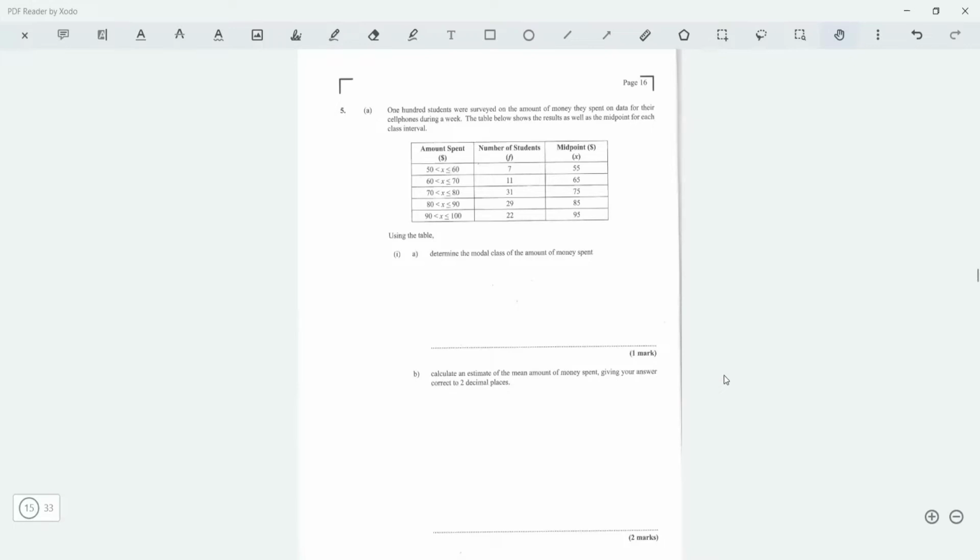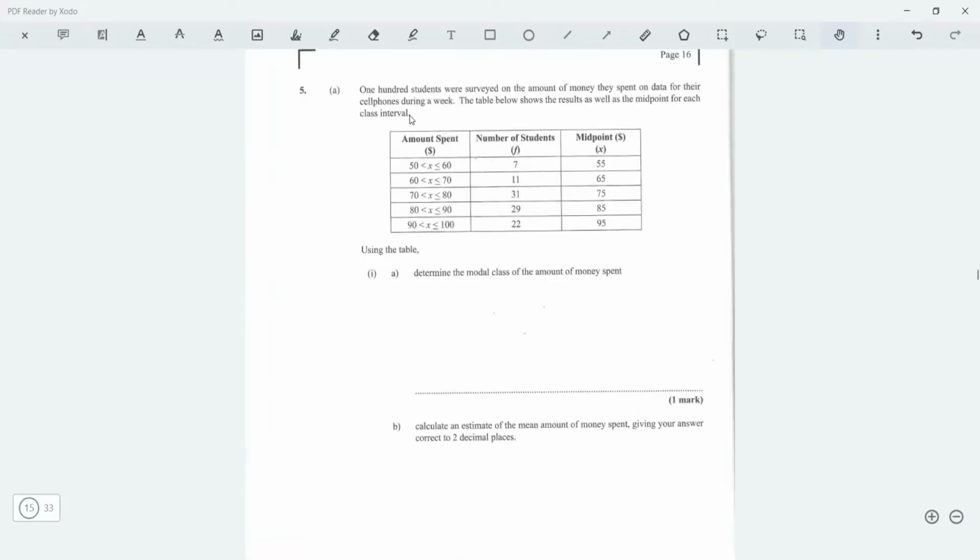All right, let's have a look at number 5 here. 100 students were surveyed, so even without adding this up, they're already telling us that the sum of all students is 100. 100 students were surveyed on the amount of money they spent on data for cell phone during the week. The table below shows results as well as a midpoint for each class interval. Determine the modal class of the amount spent.